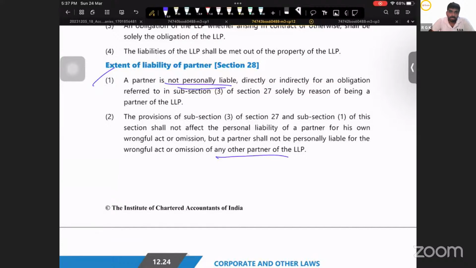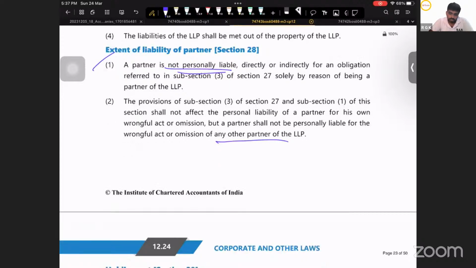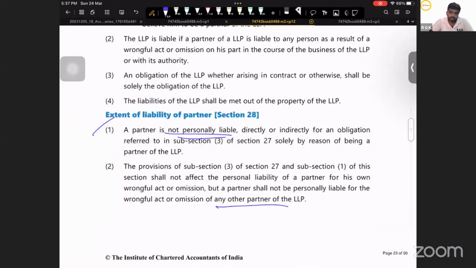Next, these are the points with respect to extent of liability. So it simply says a partner is not liable personally because he is a partner, because LLP is all about limited liability. So just because a person is a partner, he will not be personally liable. However, a partner may be held liable for his own wrongful act. Something he does wrong, for that he can be held liable, but a partner cannot be held liable for the wrongful act of other partners. ಬೇರೆ ಪಾರ್ಟ್ನರ್ಸ್ ಮಾಡಿದ ತಪ್ಪಿಗೆ ಒಬ್ಬ ಪಾರ್ಟ್ನರ್ ಅನ್ನು ಲ್ಯಾಬಲ್ ಮಾಡ್ಲಿಕ್ಕೆ ಆಗುವುದಿಲ್ಲ.